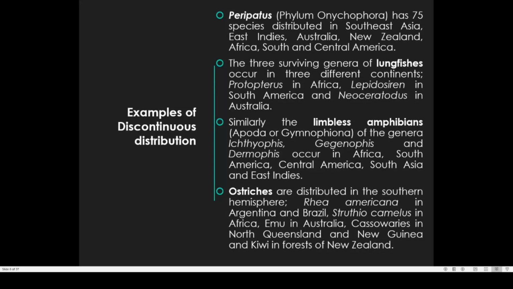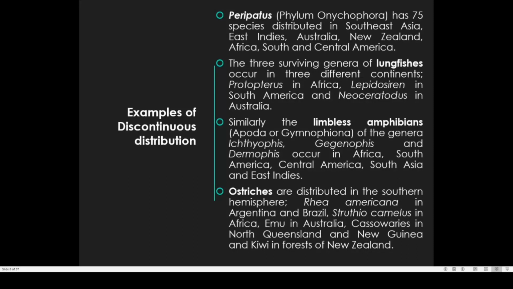Now there is another example, the limbless amphibian. Limbless ones like ichthyophis and uraeotyphlus, both species are present in Kerala. If you go to the forest of Kerala, you can find an earthworm-like animal. It is much bigger than an earthworm, maybe 1 foot in length. The thickness may be up to the thickness of your finger. It is almost like a small snake. But they are harmless, not poisonous. This is known as ichthyophis.